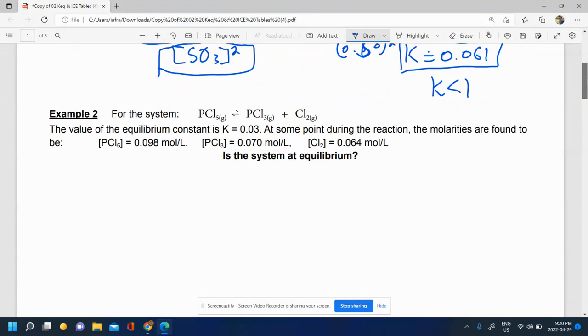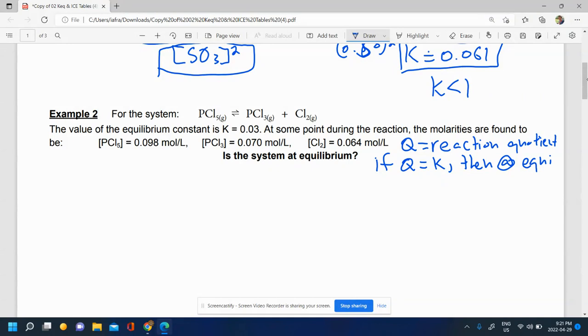Here, we're giving you some concentrations and we're not sure if we're at equilibrium. So what we have to do is a test. We have to do what's called the Q test. We've done questions like this before, so you can pause the video and try it yourself and then check your answers by clicking on play. So Q is the reaction quotient. And essentially, if you find that Q is equal to K, then you are at equilibrium. If it's not equal to K, then you're not at equilibrium.